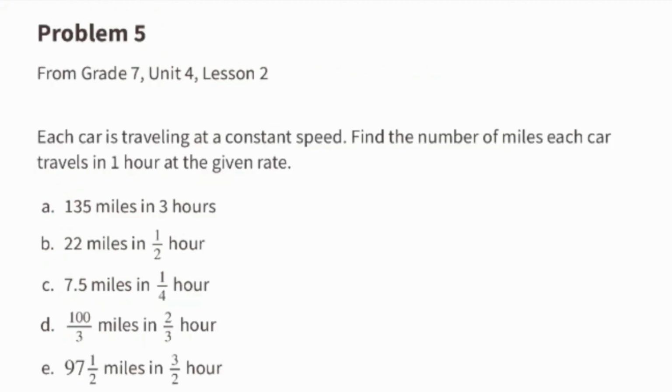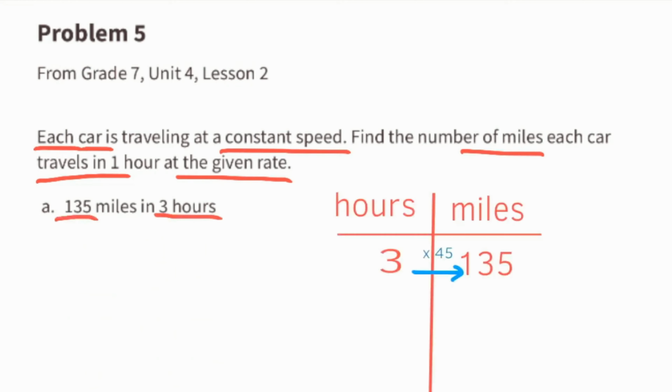Problem number 5 from 7th grade Unit 4, Lesson 2. Each car is traveling at a constant speed. Find the number of miles each car travels in 1 hour at the given rate. A. This car travels 135 miles in 3 hours. So the given rate is 135 miles in 3 hours. Let's figure out what that is in a unit rate.